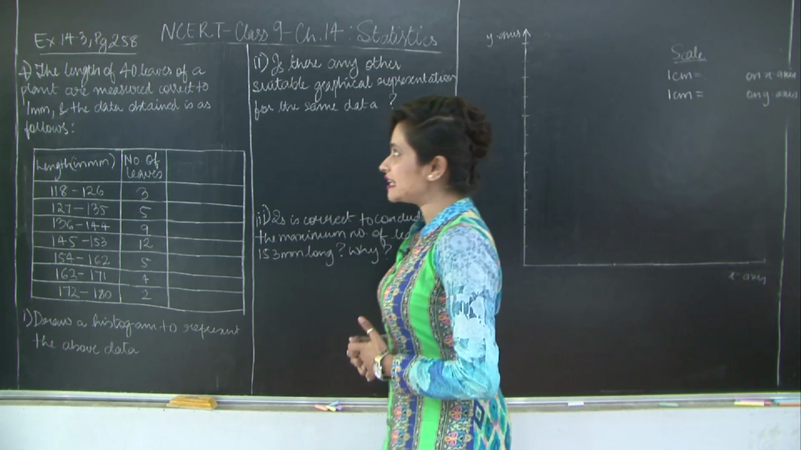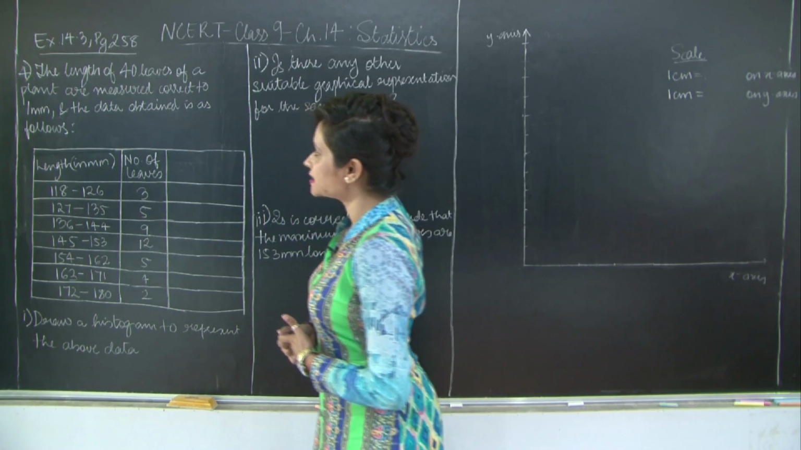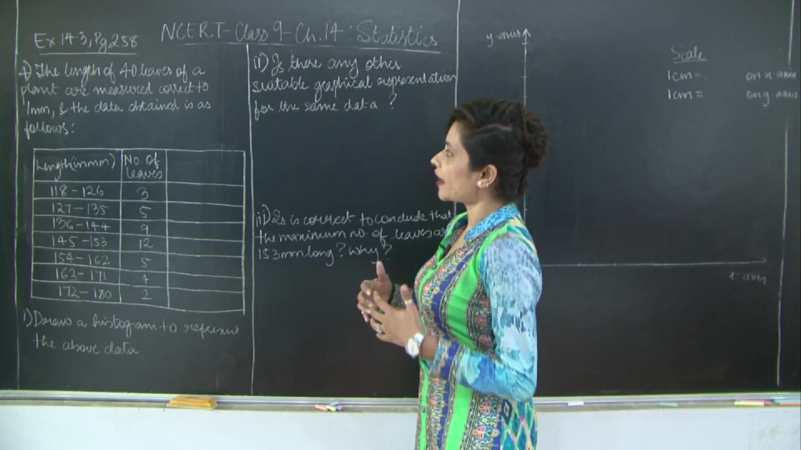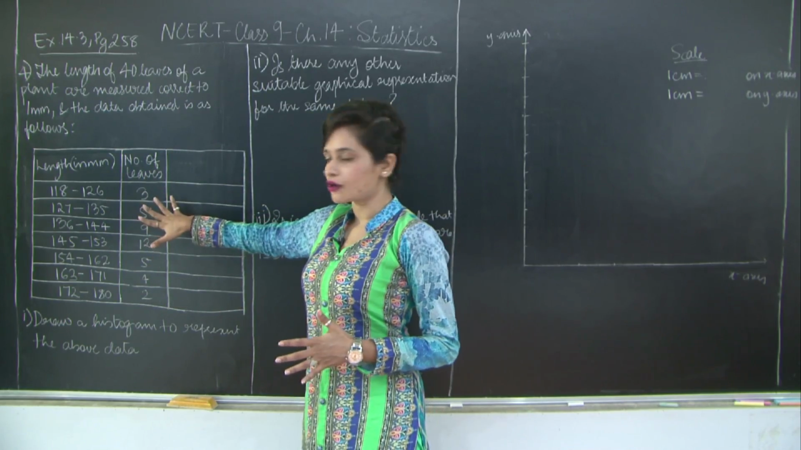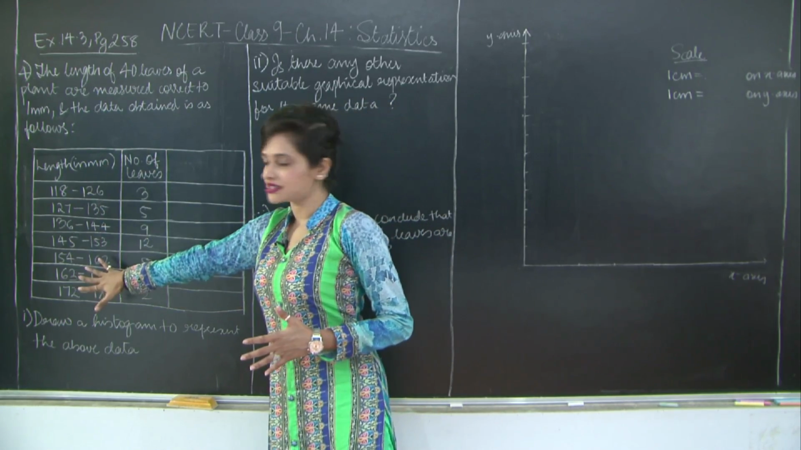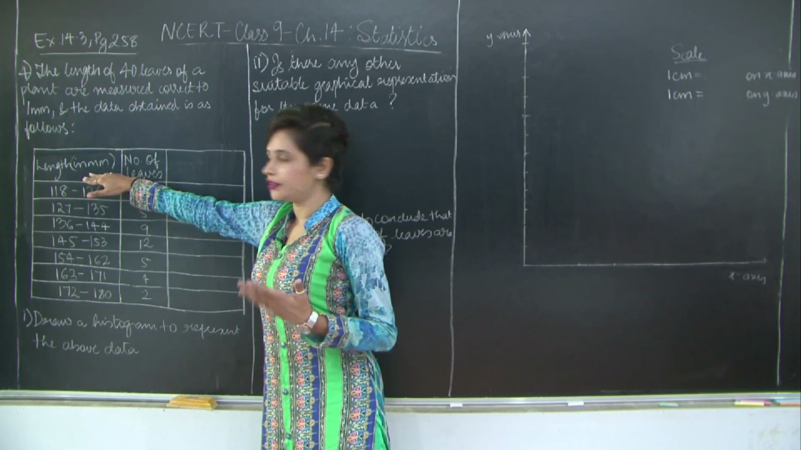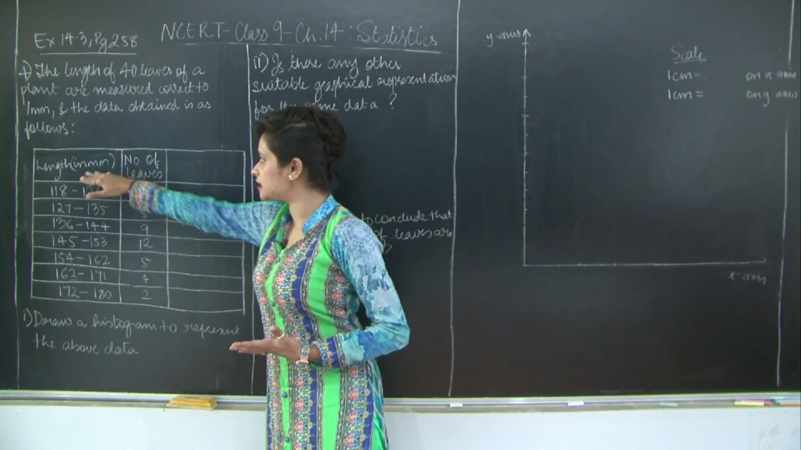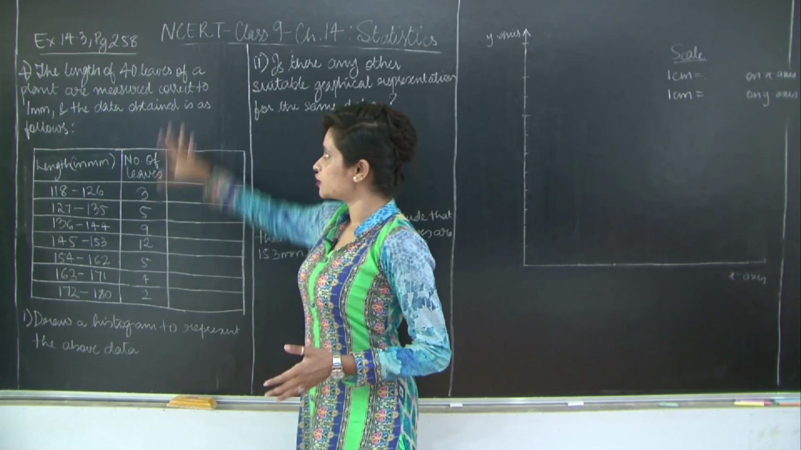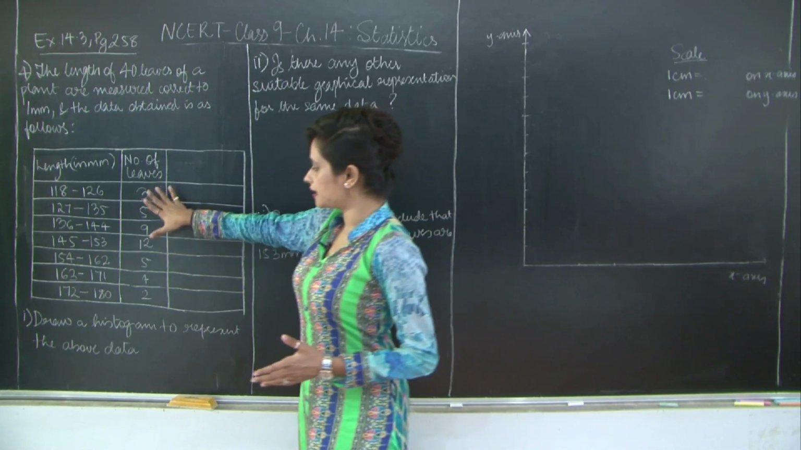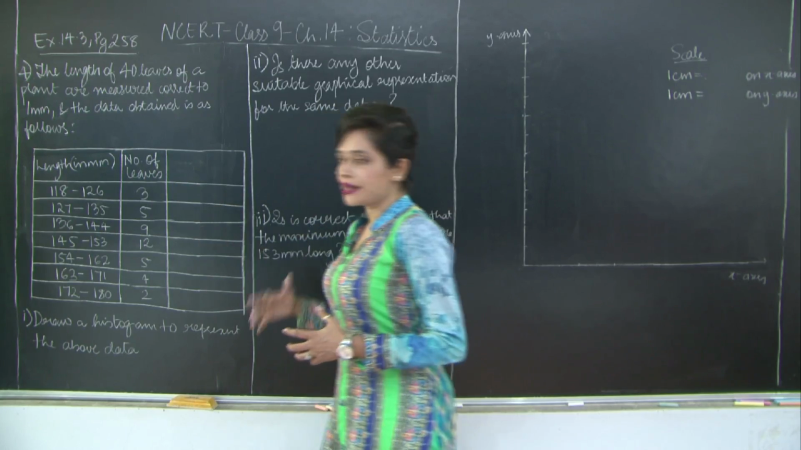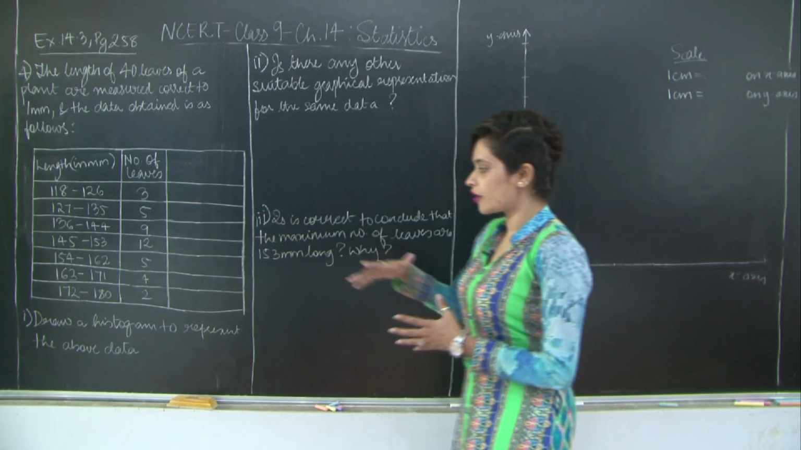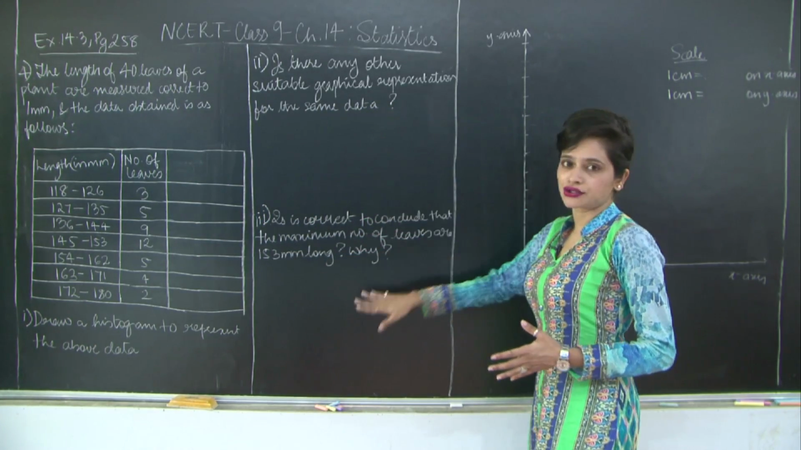The length of 40 leaves of a plant are measured correct up to 1 millimeter and the data obtained is as follows. So here is the tabular representation of our data wherein we have the class intervals giving the length of leaves in millimeters and number of leaves. So there are 40 leaves out here and these are the frequencies. When you add up the frequencies, you're going to get 40. Now on the basis of this data, we need to draw a histogram and answer these two questions.